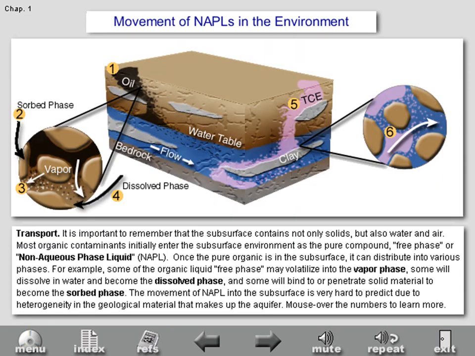Many organic contaminants have low solubility in water. Therefore, large amounts of the contaminant will form pools known as non-aqueous phase liquids, or NAPLs. NAPLs can be formed by gasoline and other petroleum hydrocarbons, as well as by chlorinated solvents like PCE and TCE.